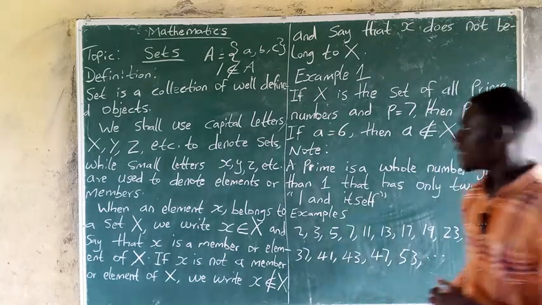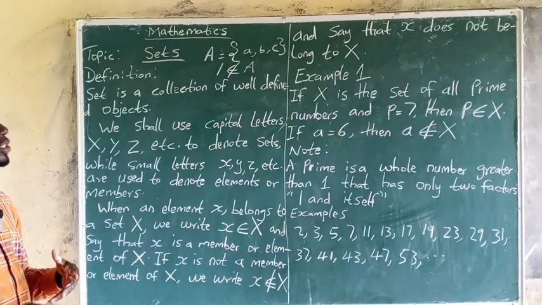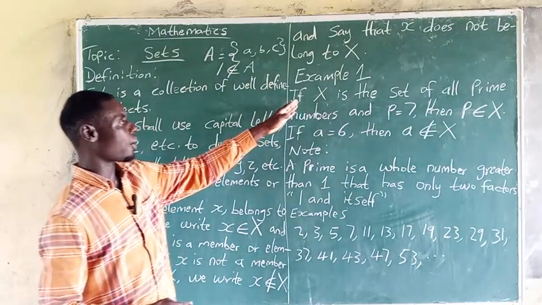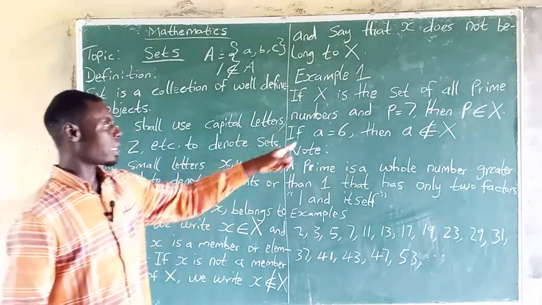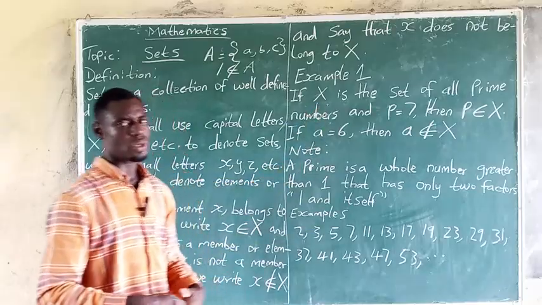So let me just do the summary of everything. So set is a well-defined object. So once a set is given, like this example 1 now, the set is well-defined because it's talking about prime numbers. So you need to know what a prime number is for you to be able to solve this problem.